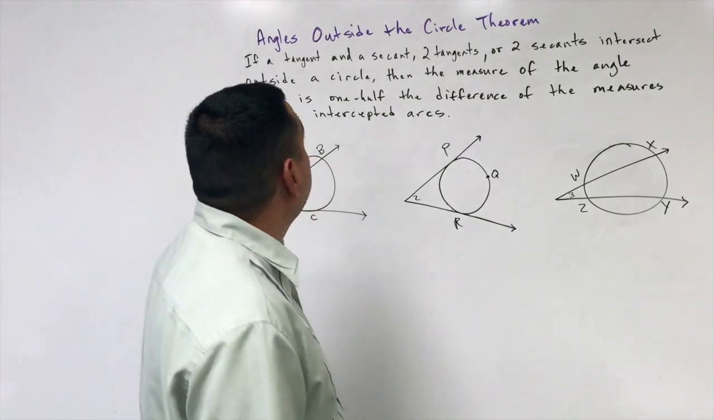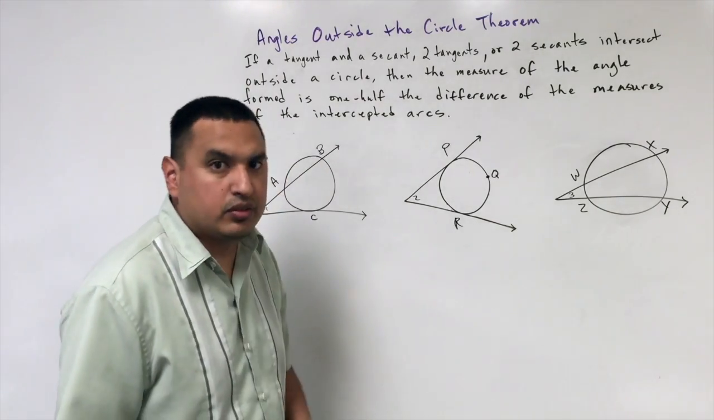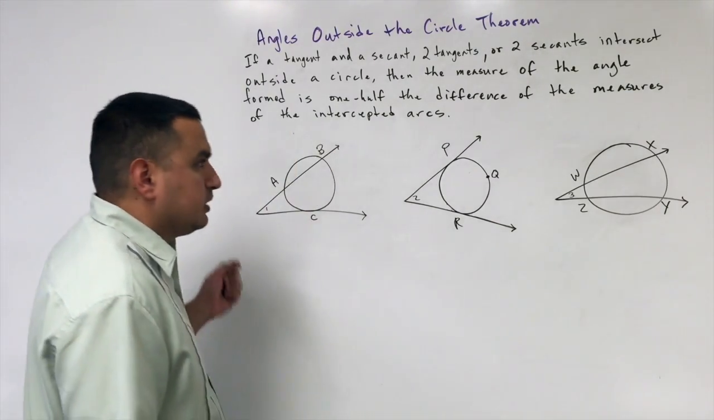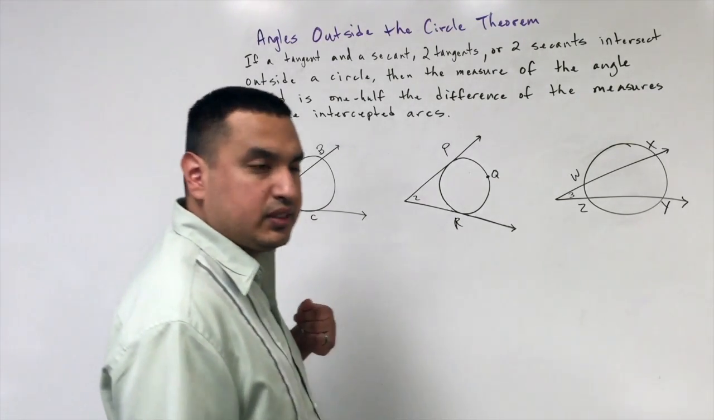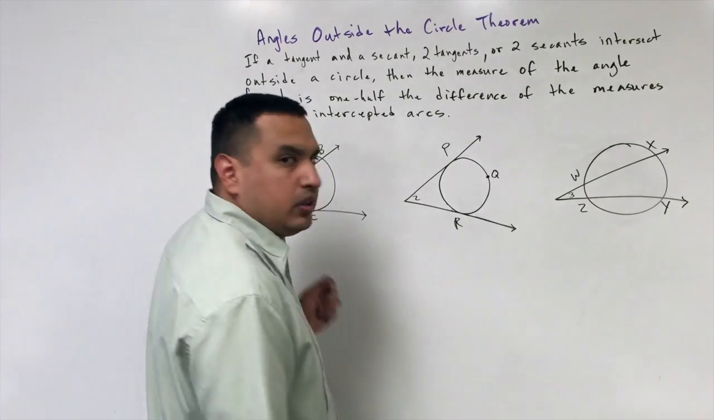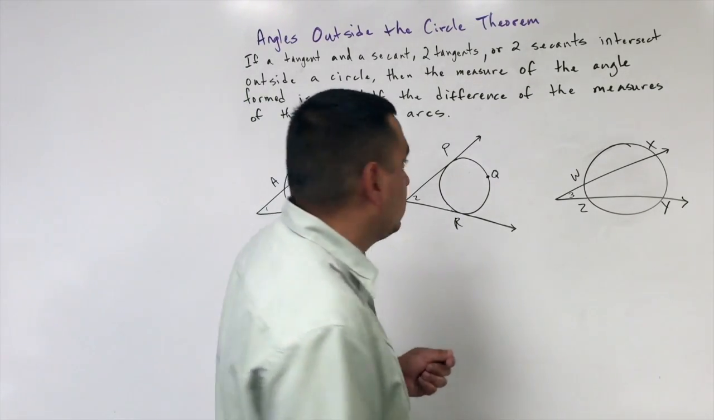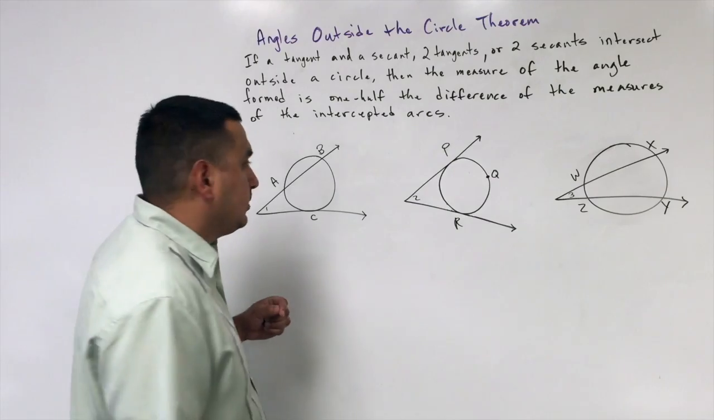Alright, now we're going to talk about the angles outside the circle. We've already talked about what happens when it's inside the circle. And we talked about in the previous lesson what happens when it's on the circle. That was the inscribed angle. Now we're going to look at the outside angles.